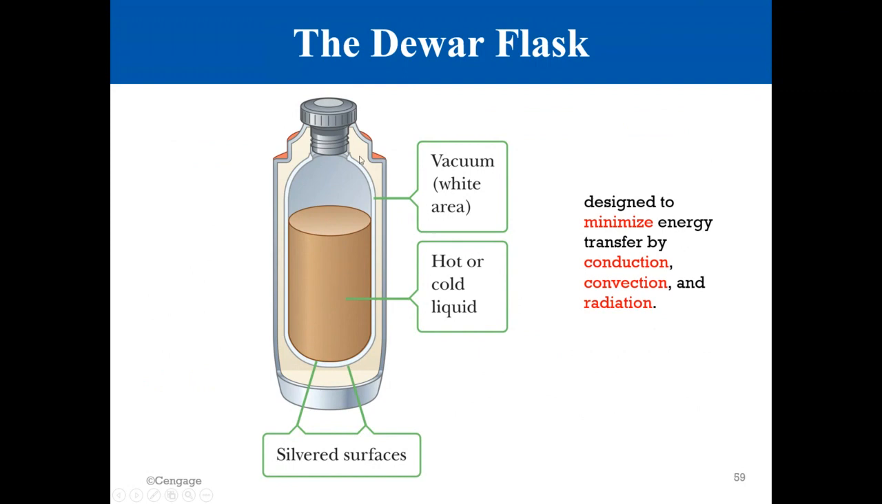There is a vacuum area here to improve the insulation. We need to minimize the heat transfers in or out. So the design is usually to minimize the energy transfer by conduction or convection or radiation.